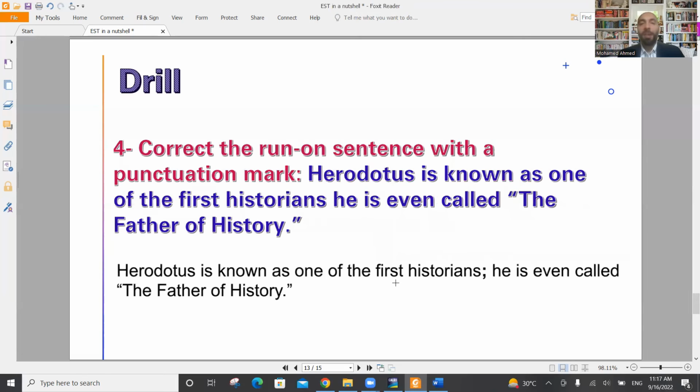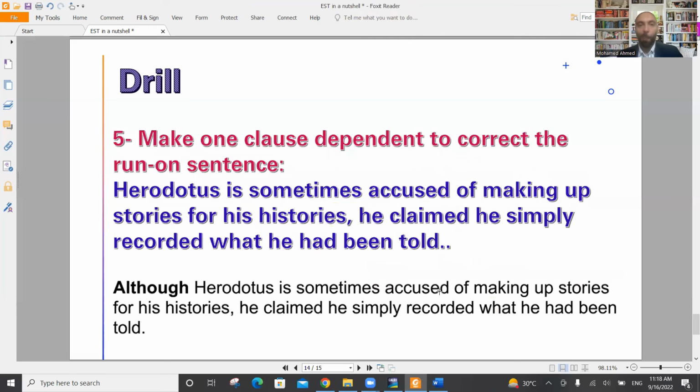Correct the run-on sentence with a punctuation mark again. Herodotus is known as one of the first historians. He, and the error is here because I have another sentence started by this word, he, the subject, and I don't have any punctuation mark. He is even called the father of history. So here, what can you do? Actually, we added a semicolon here to fix this problem. It's one way. Actually, we have many other ways. I've told you about that.